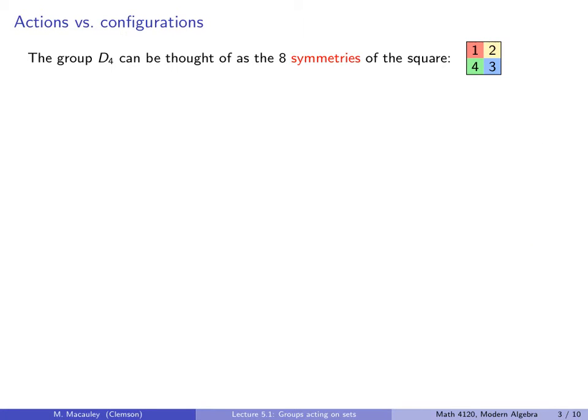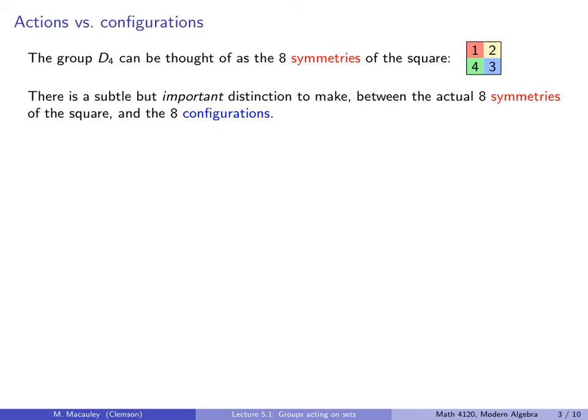Let's start with a familiar example. The dihedral group, D4, can be thought of as the 8 symmetries of the square. And I'm going to write the square like this. So there are numbers in each corner, 1, 2, 3, and 4, and I'm going to color code the numbers as well. There is a subtle but very important distinction to make between the 8 actual symmetries of the square and the 8 configurations of this square right here.